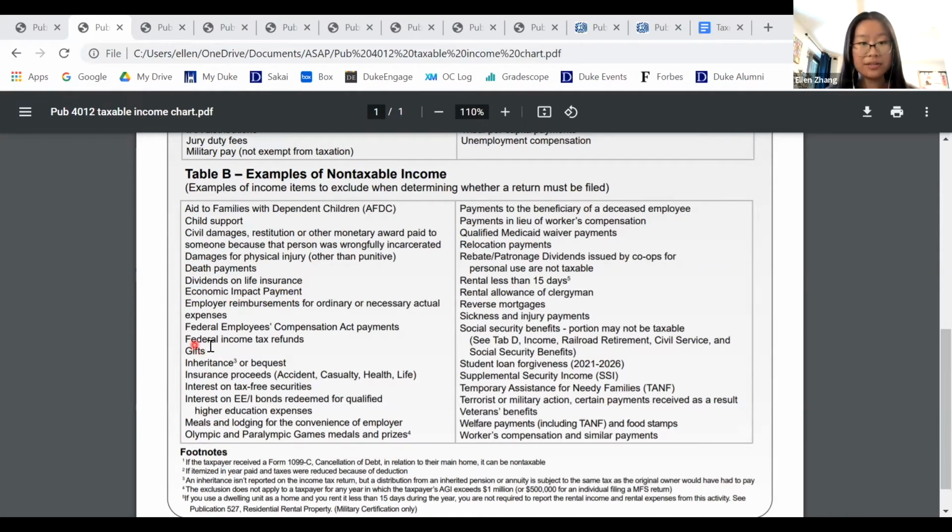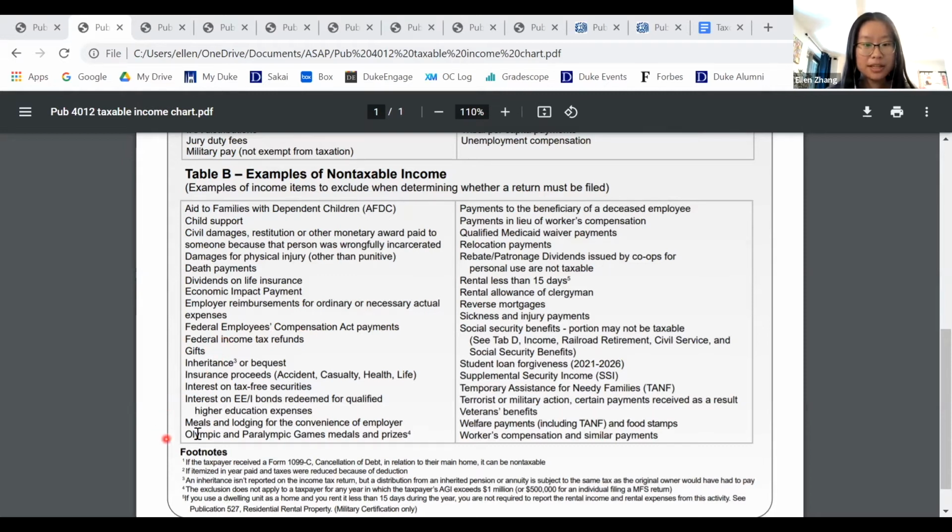We have federal income tax refunds. So if last year you were owed a federal income tax refund, that's not counted towards your taxable income for this year. Gifts. So this would be like if you were going off to college and your uncle paid $5,000 towards your tuition, that wouldn't be considered your taxable income. That would be considered a gift that your uncle gave you. So you would not have to report that on your 1040.